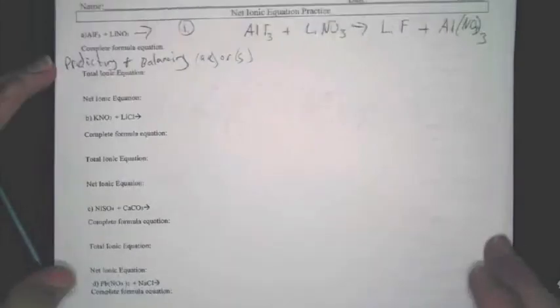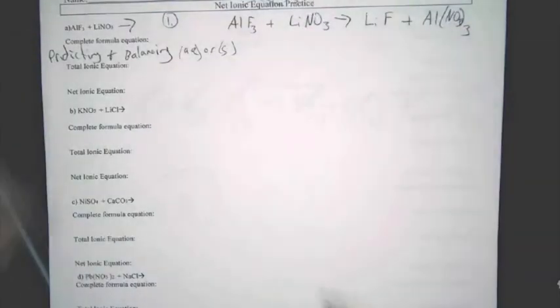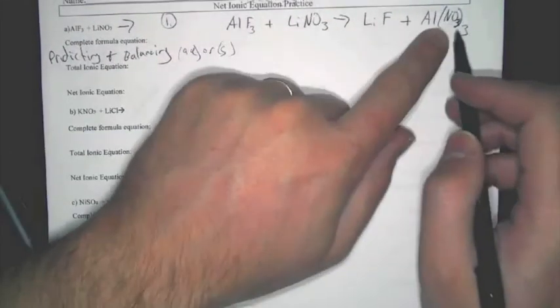Now let me explain why that is. Al is plus 3, NO3 is negative 1. So when you crisscross your charges, you end up with Al1, then NO3 in parentheses with the 3 down there. Okay? Now, the next step is to balance it. You've got 3 NO3s over here, so let's put a 3 in front of that. Then that gives you 3 Lis, so put a 3 there. You have 3 Lis, 3 Fs, everything's balanced.